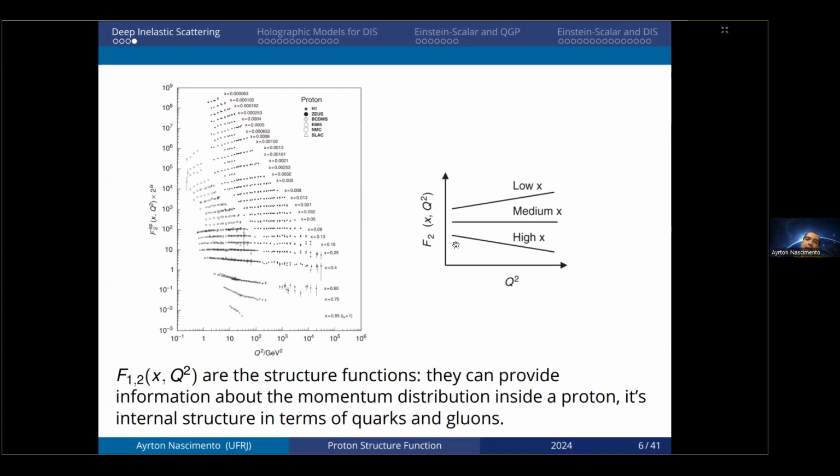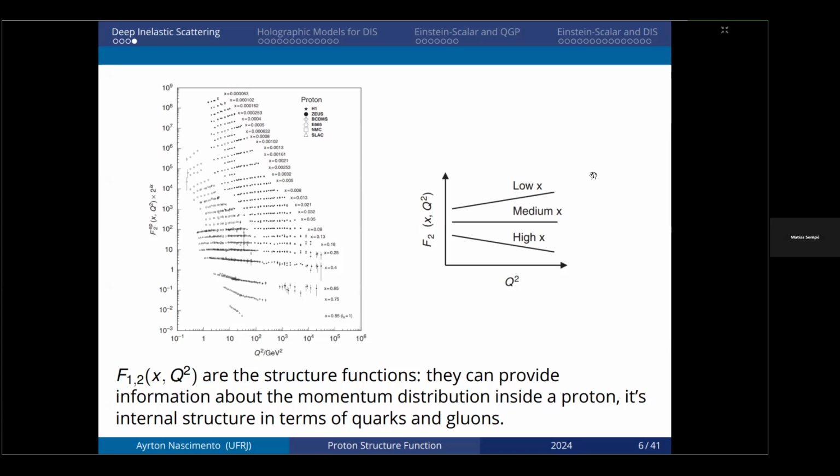So you can have F1 and F2, but I'm interested right now in F2, which is more related to momentum distribution than F1. F1 is also related to that, but it's more related to magnetic stuff. F2 gives information about electromagnetic interaction and everything. And that's why I'm interested in F2. So we have this behavior.